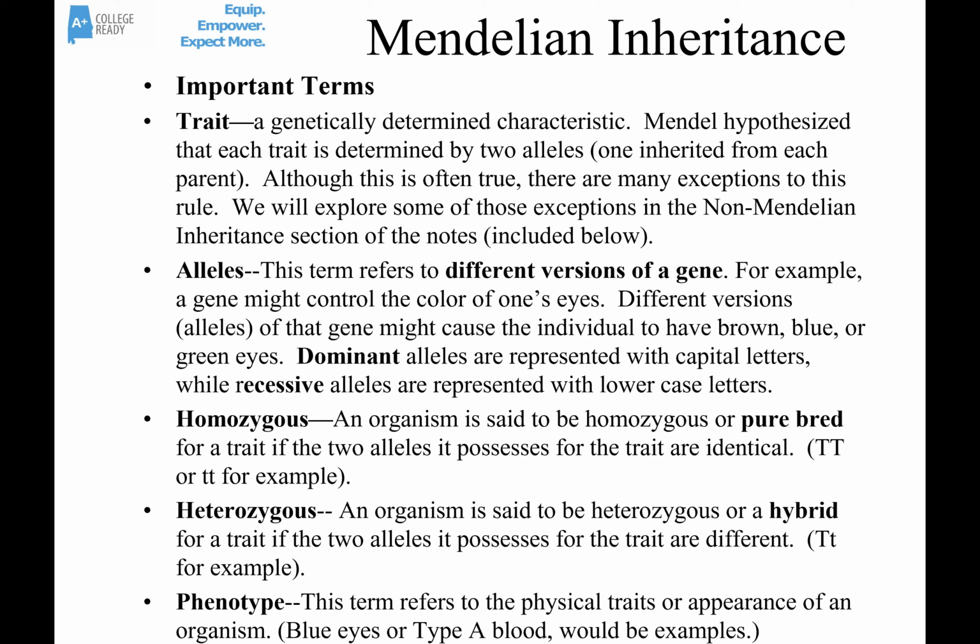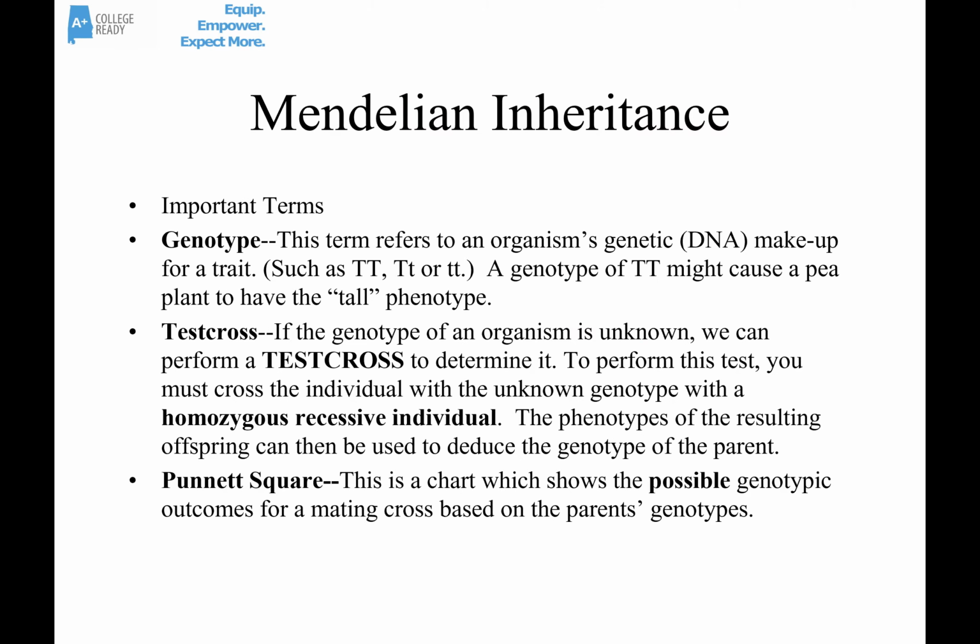The phenotype is like the physical traits or physical appearance of an organism. So tall, blue eyes, type A blood. Whereas the genotype, and you don't see genotype on this slide, but genotype, those are the actual allele combinations that an organism has, like big T, big T, or big T, little t. So the actual gene combinations. And you see that on this slide.